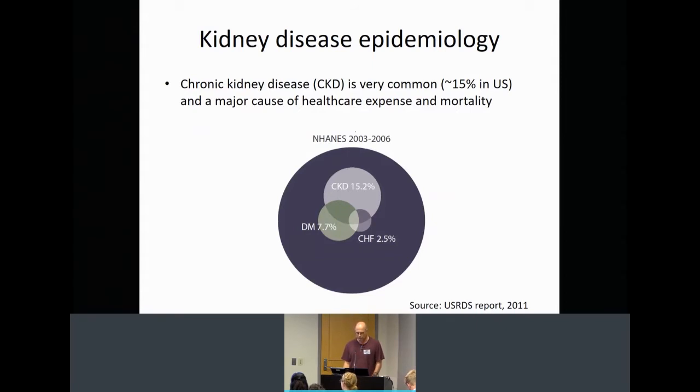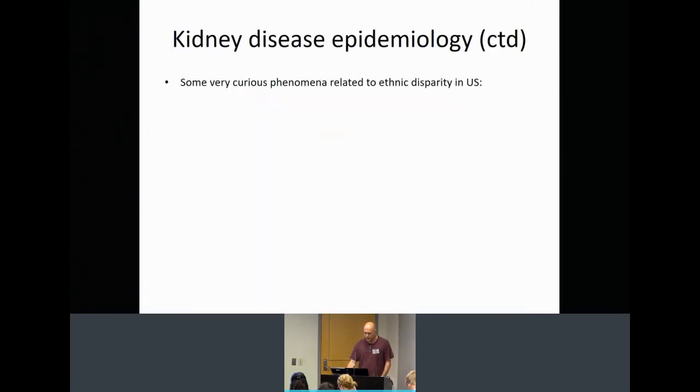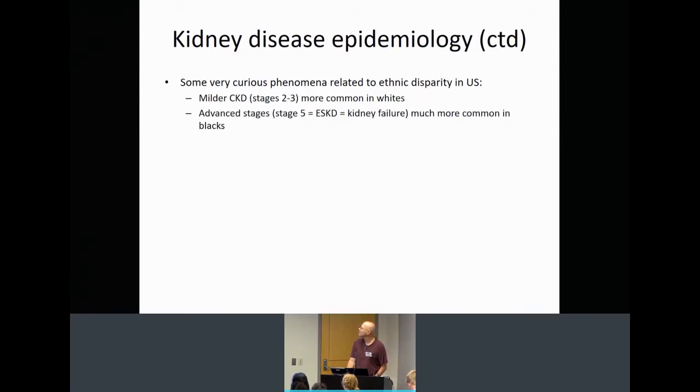It is well known that people with kidney disease have a much higher prevalence of heart disease than the general population. But one thing that is extremely interesting, and very easy to do in the US, is to compare the ethnic disparity in these diseases. For example, many of you don't know, and I didn't know either, that the milder forms of kidney disease are actually more common in European Americans than African Americans. The advanced stages are much more common in African Americans compared to European Americans.